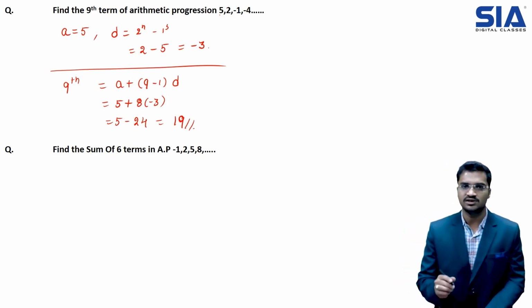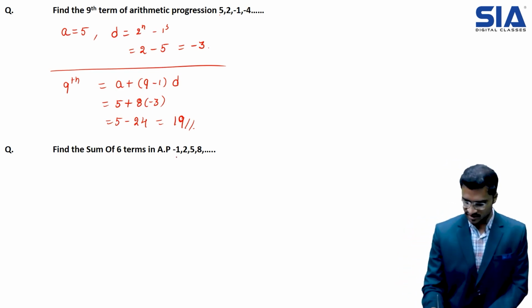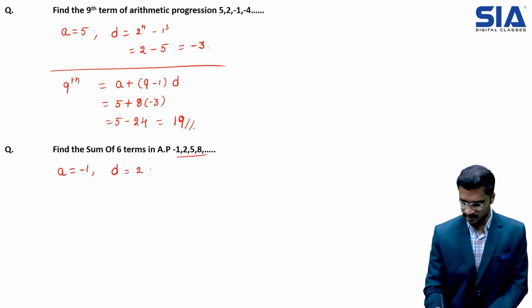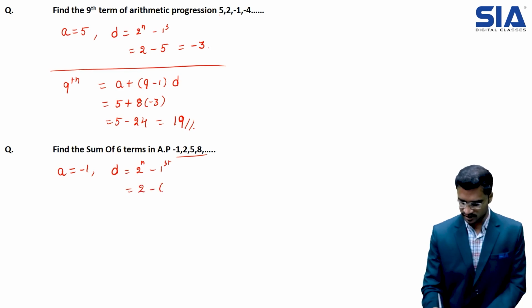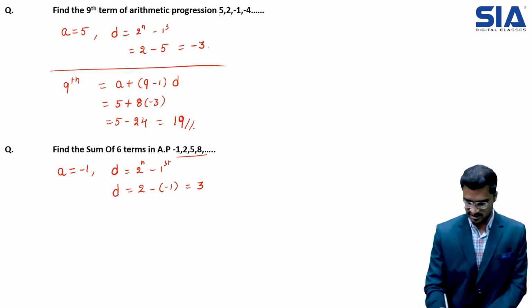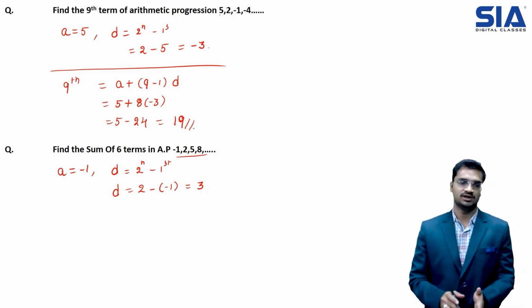Now coming to the next question, which is to find the sum of 6 terms. So we have to find the sum of the first 6 terms of this progression. First of all, the first term here is minus 1, and the difference is second term minus first term. Second term is 2. First term is minus 1. So 2 minus of minus 1 is plus 1, which is 3. So the common difference here is 3 and the first term is minus 1.